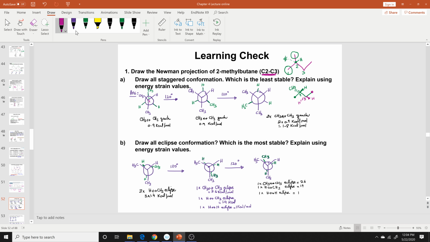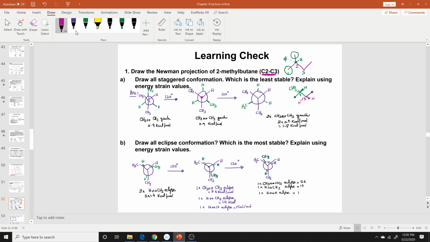Now, the question says, draw all the staggered conformations and which is the least stable. To go from one staggered conformation to the other, you're going to do a rotation of 120 degrees, not 60. You do 60 when you go from a staggered to an eclipsed. But to go from one staggered to another staggered, you need two 60s. So you need 120 degrees. We fix one carbon here. I'm fixing the carbon in front.